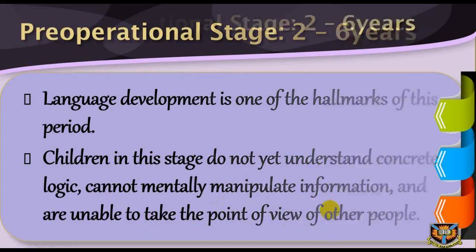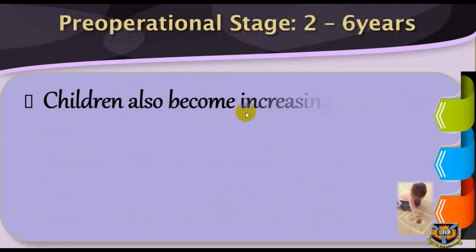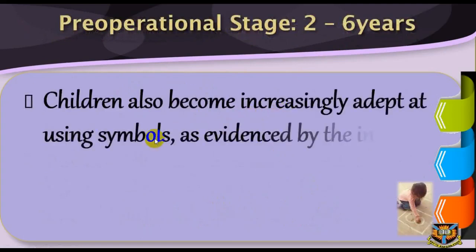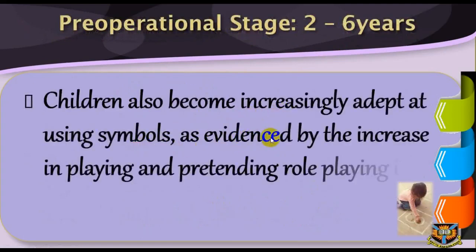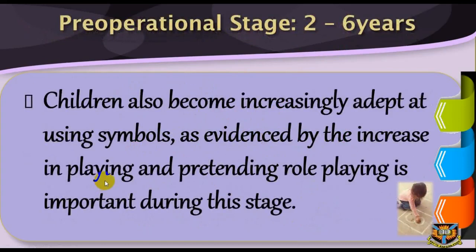During the pre-operational stage, children also become increasingly adept at using symbols, as evidenced by the increase in playing and pretending. For example, a child is able to use an object to represent something else, such as pretending a broom is a horse.